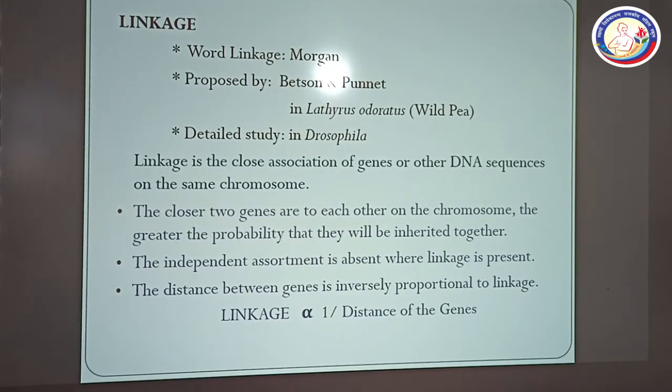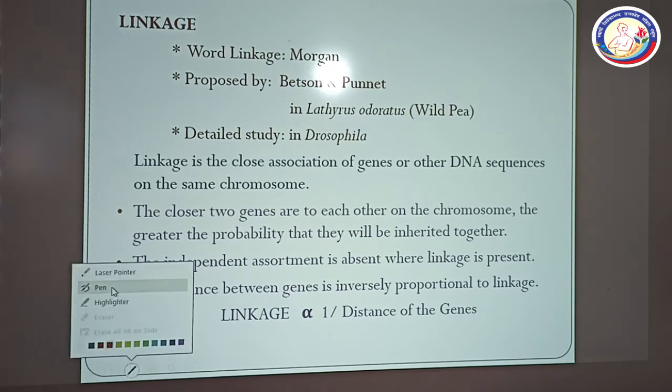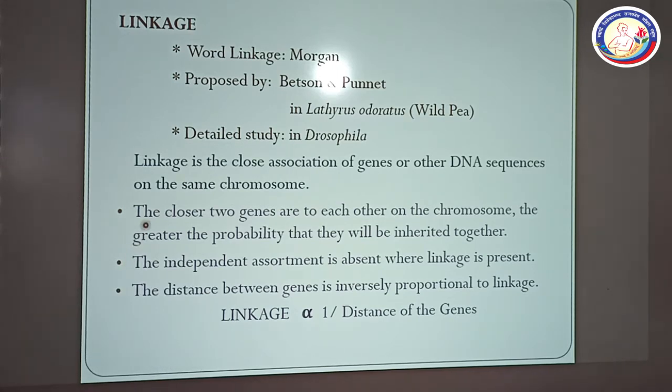If we discuss linkage, as I have already told you, linkage is the close association of genes or other DNA sequences on the chromosome. The closer two genes are to each other on the chromosome, the greater the possibility that they will be inherited together. So when two genes are closer to each other on the same chromosome, there is more probability of inheritance together in the next generation.